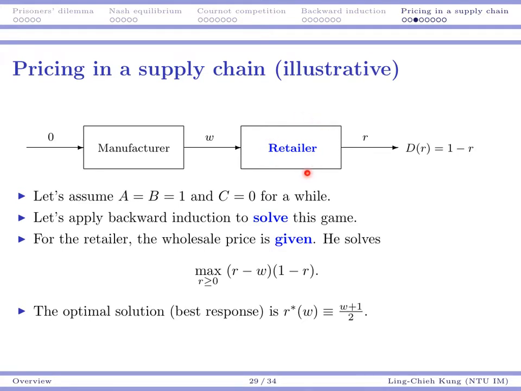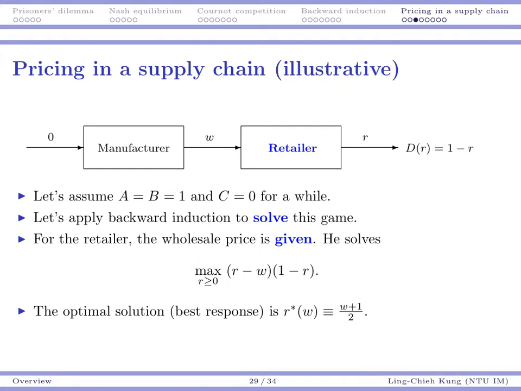Let's focus on the retailer side first. To make the derivation easier, let's assume A and B are 1 and C is 0 for a while. So D becomes this and there is no cost at all. Suppose we are looking at the retailer. Given the wholesale price, okay, the wholesale price has been announced and fixed. Given the wholesale price, the retailer's problem is this one.